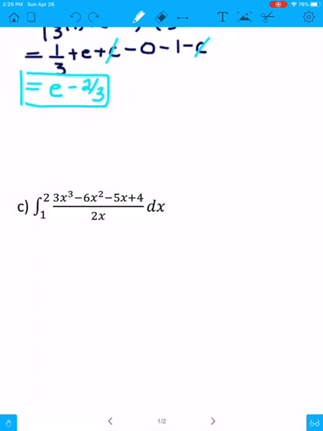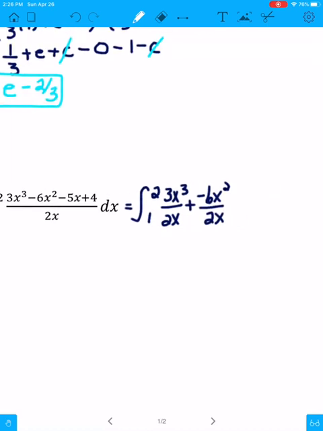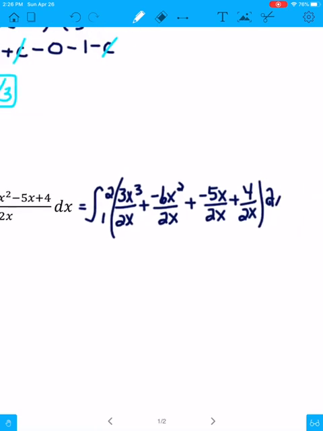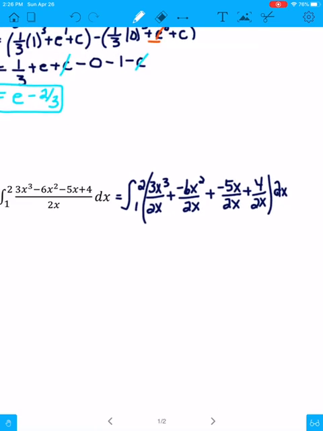So I'm going to get equals the integral from 1 to 2 of 3x cubed divided by 2x plus negative 6x squared divided by 2x plus negative 5x divided by 2x plus 4 divided by 2x dx. Okay, now I'm going to reduce those.